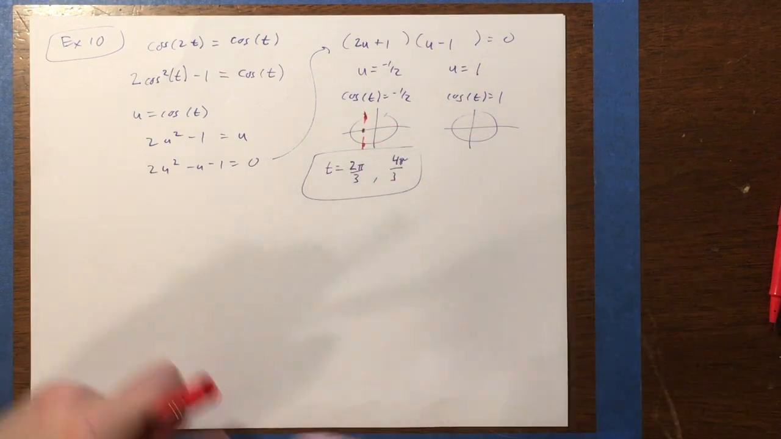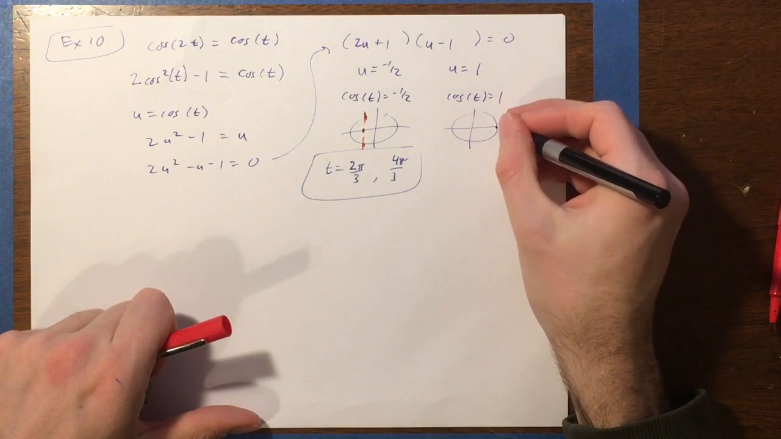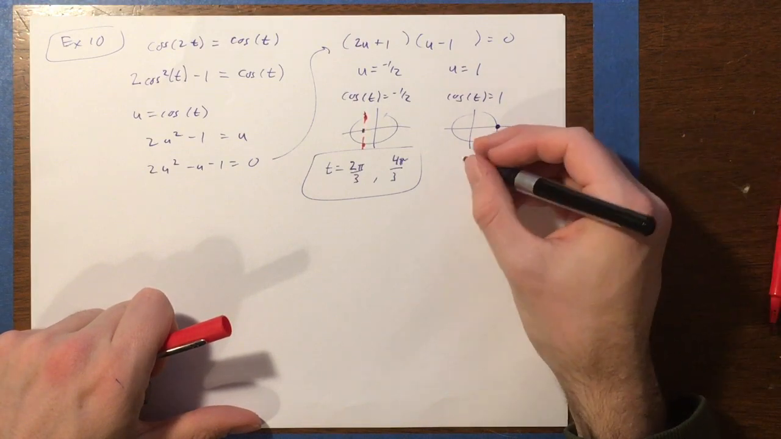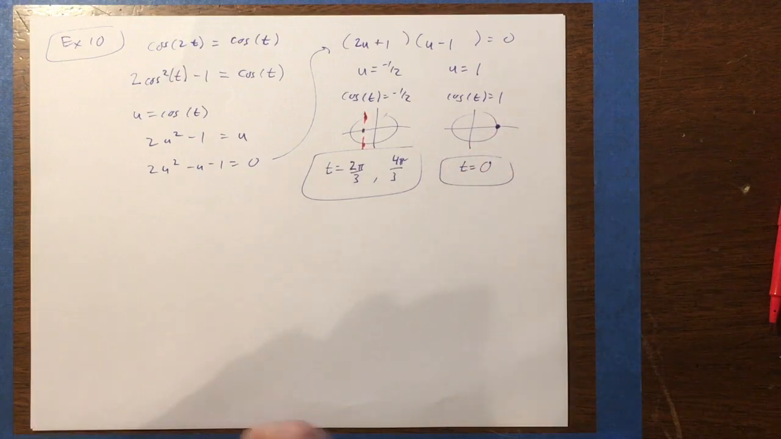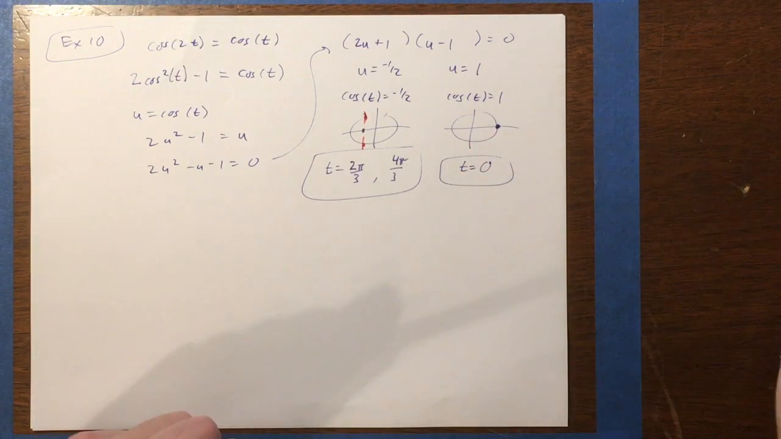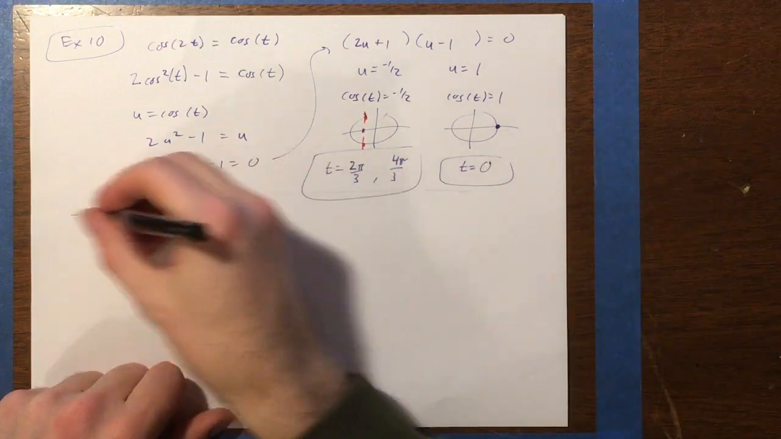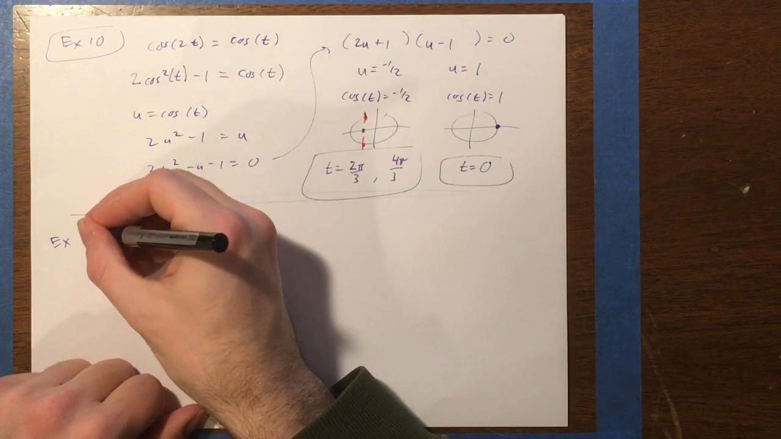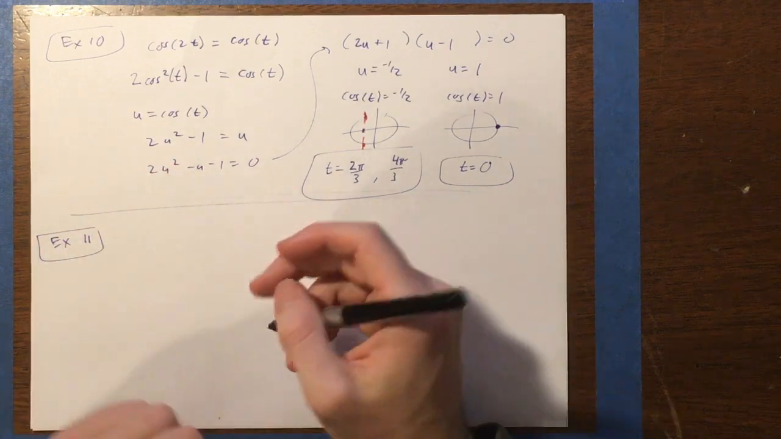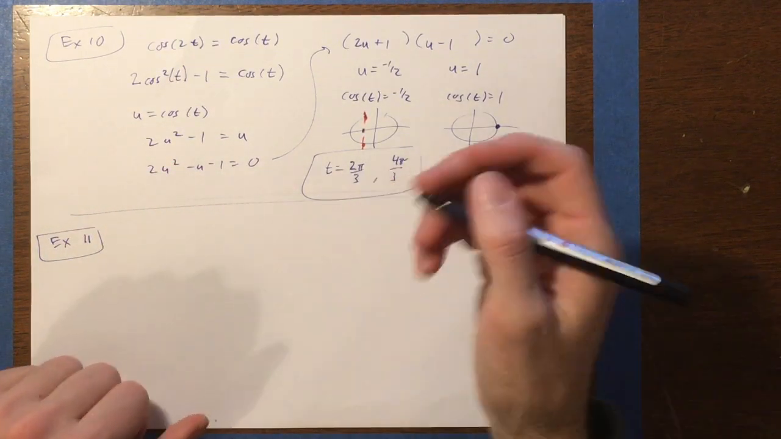And then on the other one, cosine of t equals 1, when x equals 1, we're over at this point, and so we're talking about t equals 0. And that's it for that one. So that's how you can solve something like that. For that one, we applied a trig identity, and then we were able to do a substitution and solve a quadratic. So let's do one more.